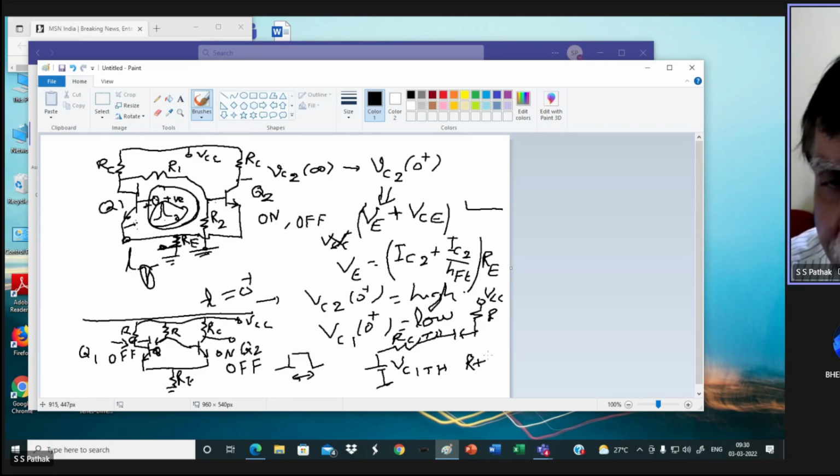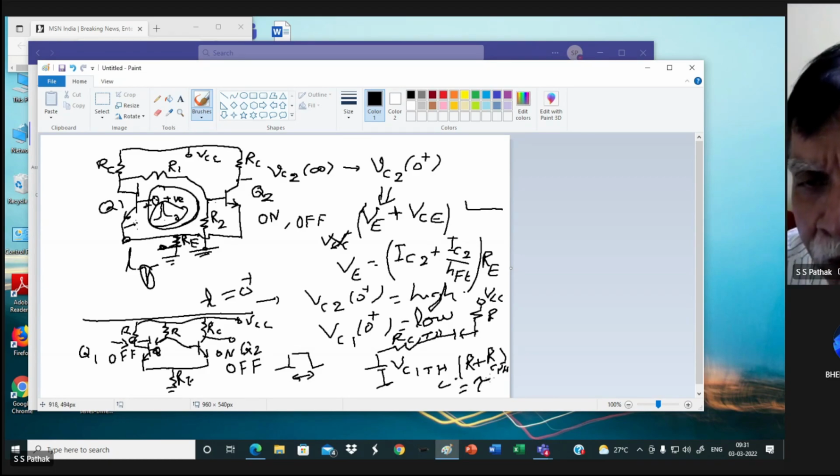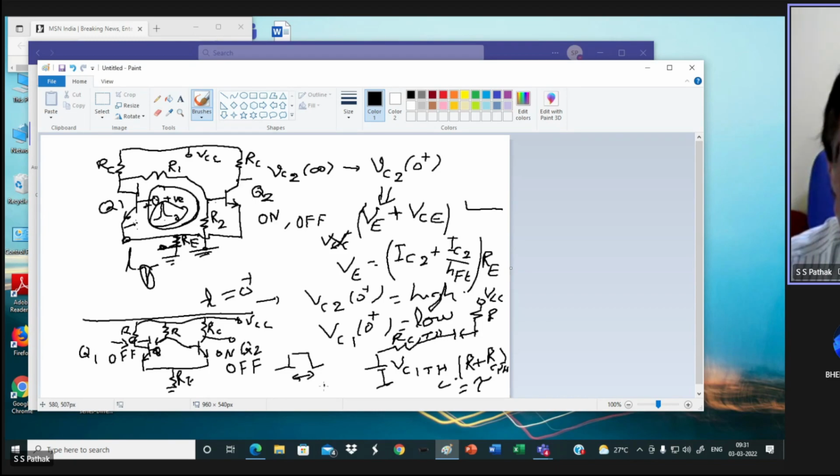R plus RC1 at T equal to 0 plus Thevenin's equivalent, C into this thing becomes my tau. So e to the power minus t by tau is coming, and as usual, you have seen that it will be your 0.69 R dash into C. In the earlier case also it was the same thing, R plus RC Thevenin's.